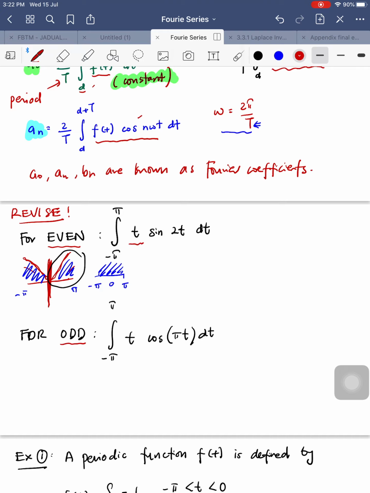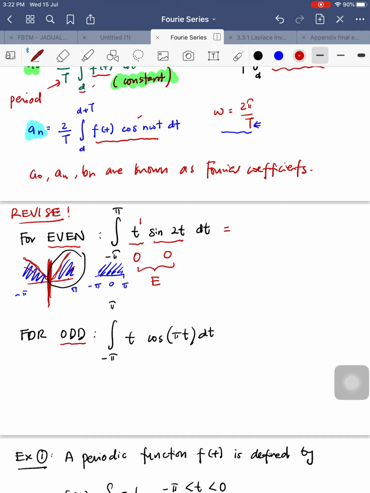So t, we have seen this before, t to the power of 1. This is going to be an odd function. Sine is an odd function as well. And when you multiply odd and odd, it's going to be even. I explained this to you in 4.2. So if you don't have this in your mind at this moment, go back and revisit 4.2.